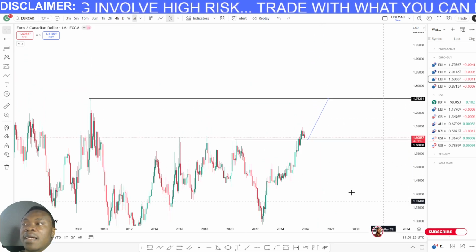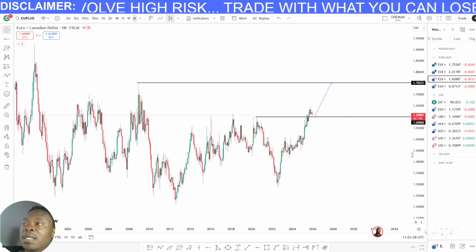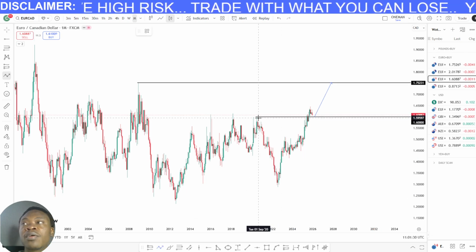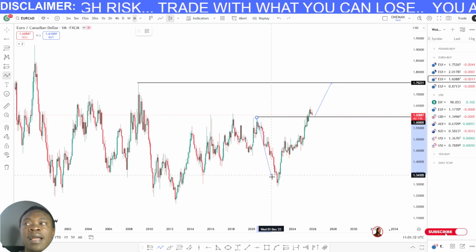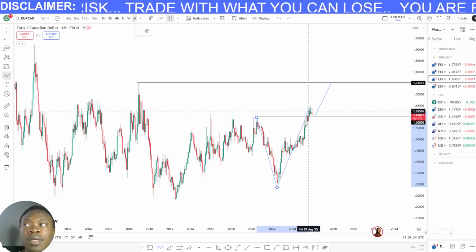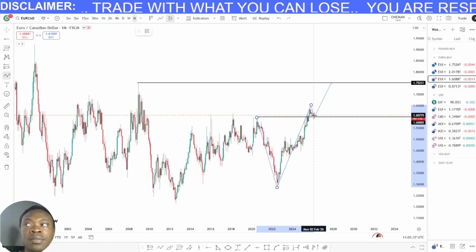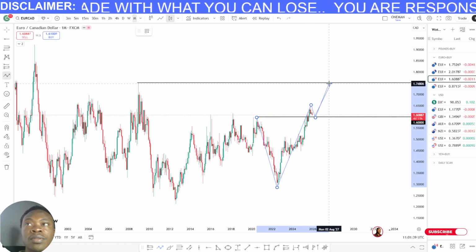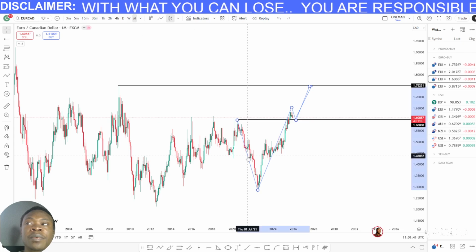So technically, all that we could see is very clean, very direct. The break of this high that led to this low. So breakout, retest, and continue going up.